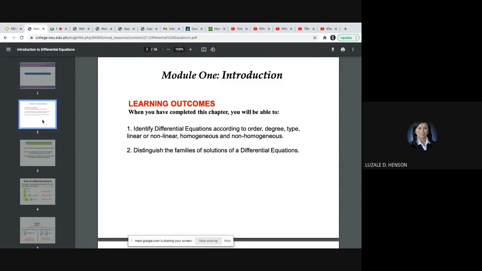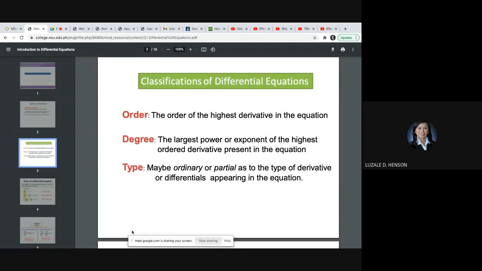When we classify a differential equation according to order, degree, and type, whether it's linear or non-linear, homogeneous or non-homogeneous. And then later on, we will distinguish the families of solutions of a differential equation. Now, there are three classifications. In this topic, we will limit it to three classifications of differential equations. However, in advanced topics, we can add more to this concept. We will limit it to order, degree, and type.